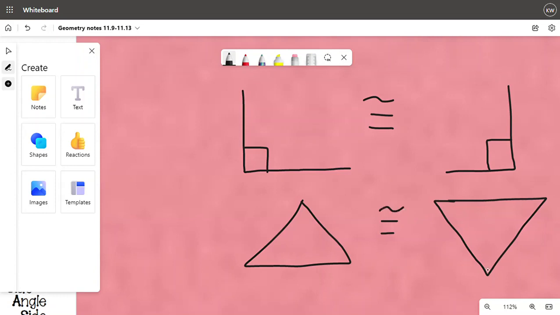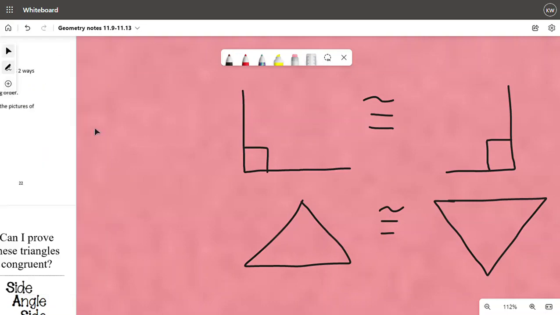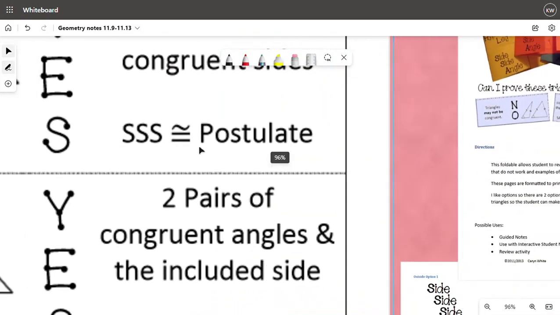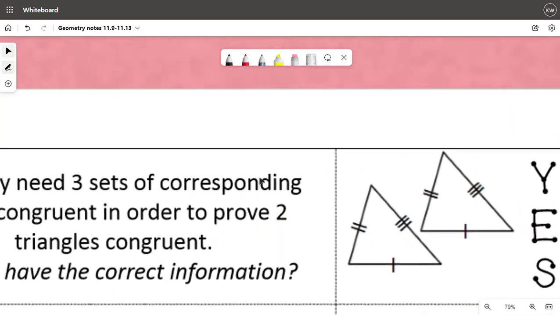Now, there's a couple different ways that we're going to talk about. We have about 1, 2, 3, 4, 5, 6, 7 different ways that two triangles can be congruent. So let's go through. Let's talk about it. All right, scrolling, and here we are.